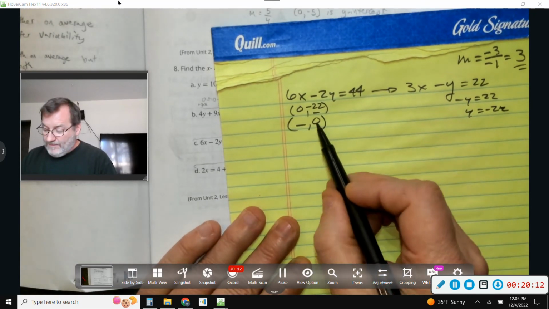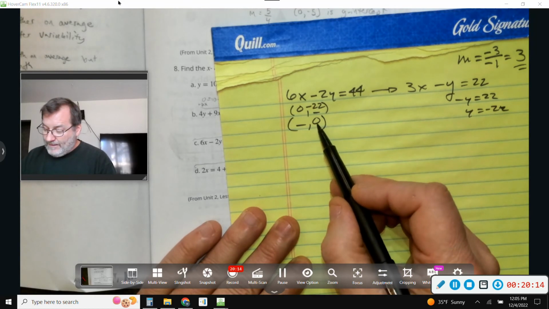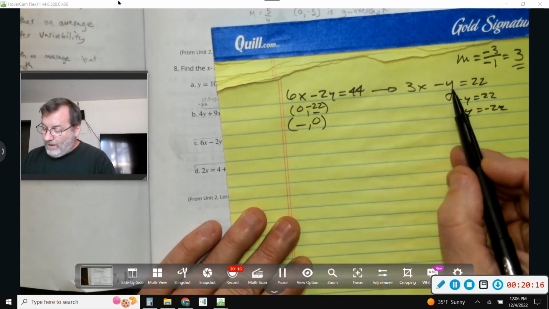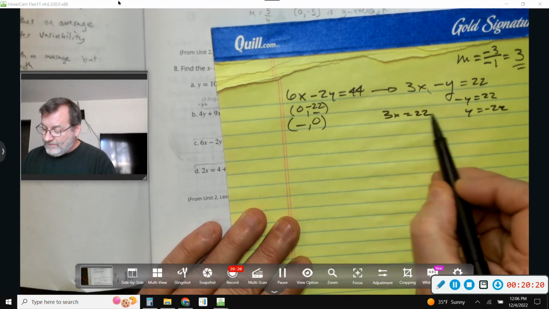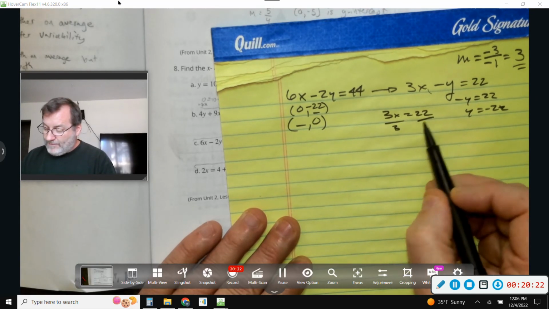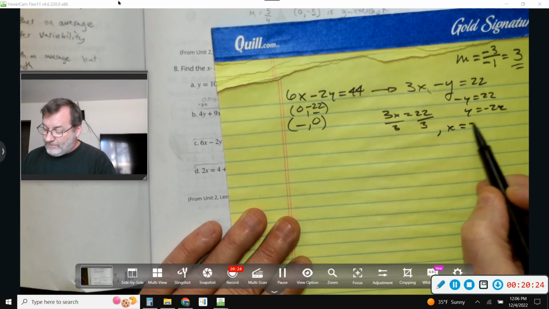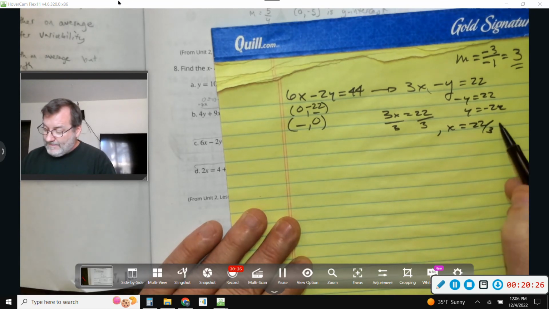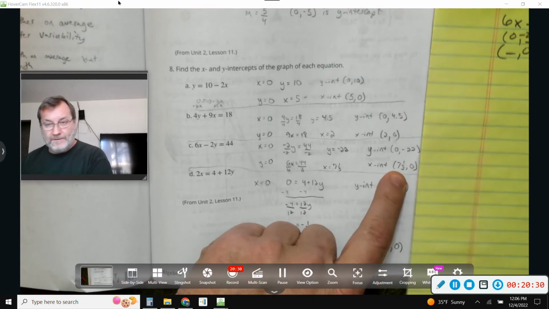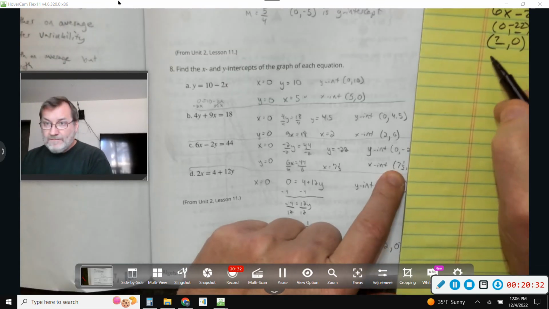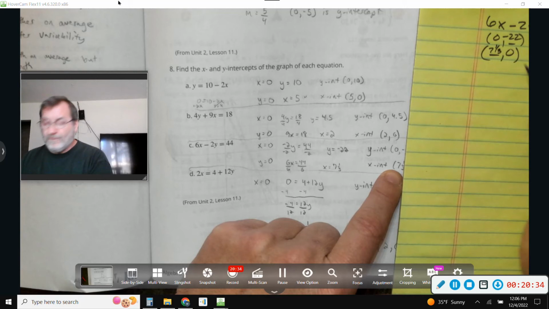And on this one, I'm going to put a 0 in for the y. So this thing goes away, and I just get 3x equals 22. Divide by the coefficient of the unknown. X equals 22 thirds, which is 7 1/3 or so. There it is. 7 1/3. Okay?